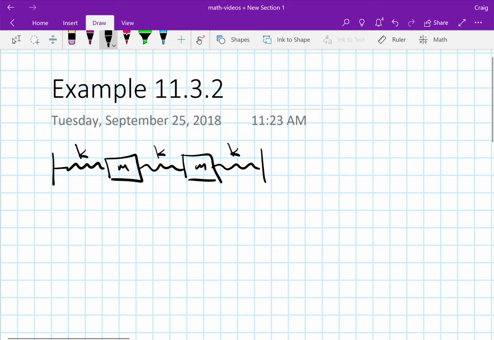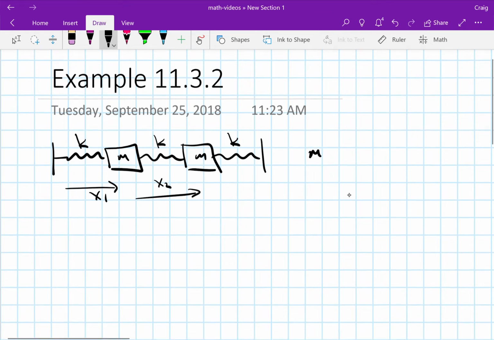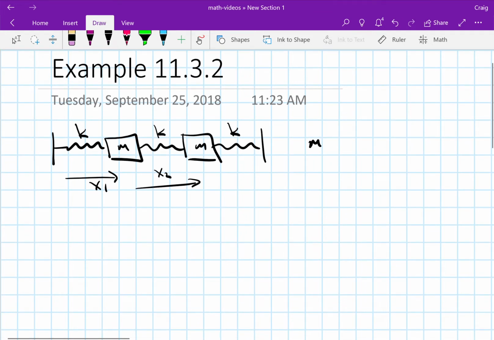And in this case, if we write the equations of motion using Mr. Hooke and Mr. Newton, x1 is the position of block 1, and x2 is the position of block 2 relative to their equilibrium positions. And the equations of motion then become m times x1 double dot, x2 double dot.